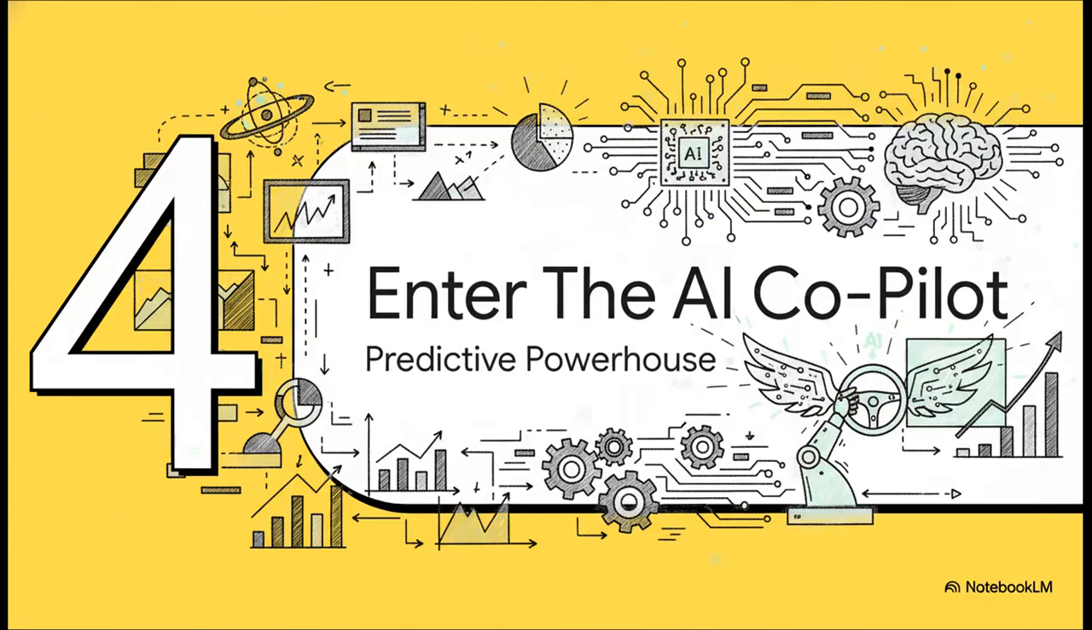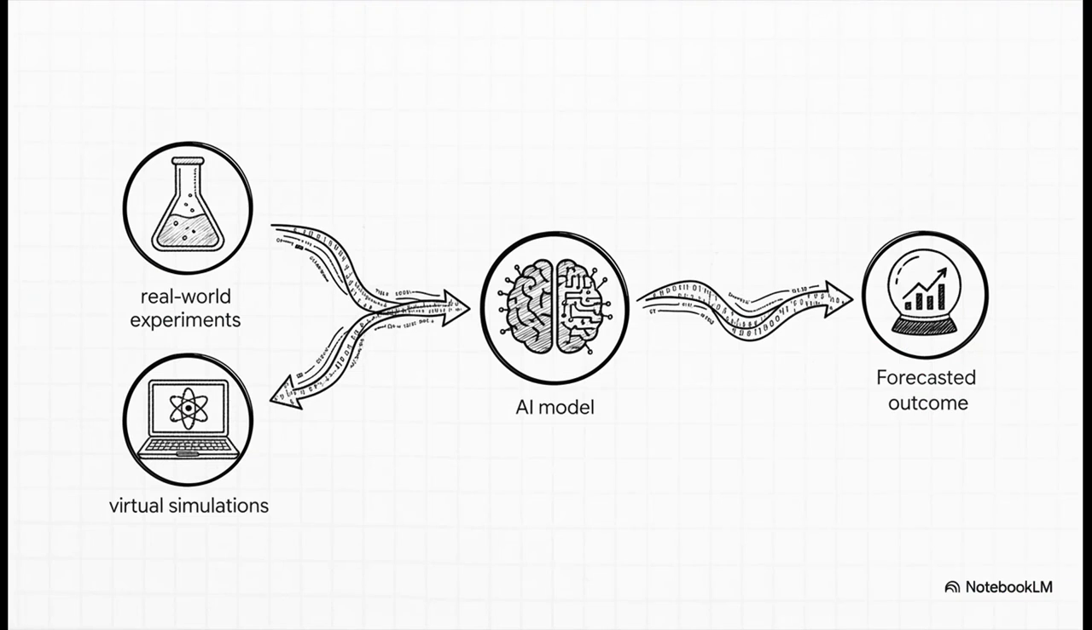So far, we've covered statistics, physics simulations, and growth models. Now we bring in the final piece of the puzzle. This is the tool that ties everything together and just turbocharges the entire process: artificial intelligence. The concept, really, is beautifully simple. You take all that data from your real-world experiments and your virtual simulations, and you feed all of it into a sophisticated AI model. The AI then learns all the complex patterns hidden in that data, and it becomes this predictive powerhouse that can forecast the outcome of an experiment before you even run it.